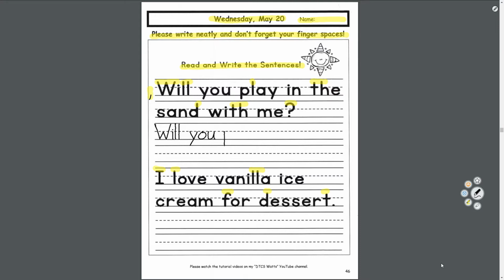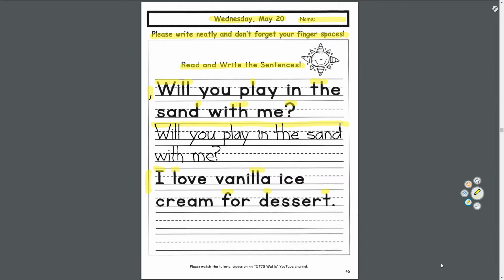Play? Make sure lowercase p goes under the line. Will you play in the sand with me? With me, and it's a question, so it should end with a question mark. You see how our letters were touching that top line. Okay, that's what I'm looking for.